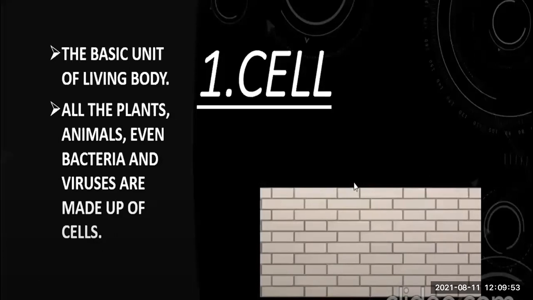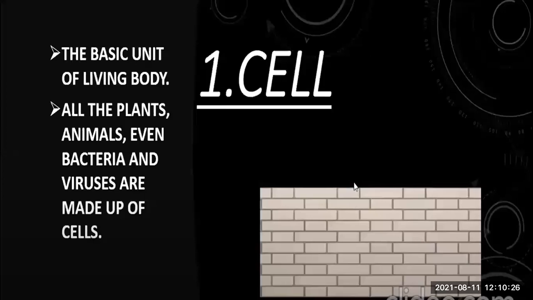The basic unit of a body, either the body of animals or the plants, is the cell. The basic unit of a living body is a cell. Is that clear, guys? The basic unit of a living body is a cell. So if I ask you to tell me the common feature, definitely you will tell me that all living things are made up of cells. But if I ask you to define a cell, this one line should be memorized by every student.